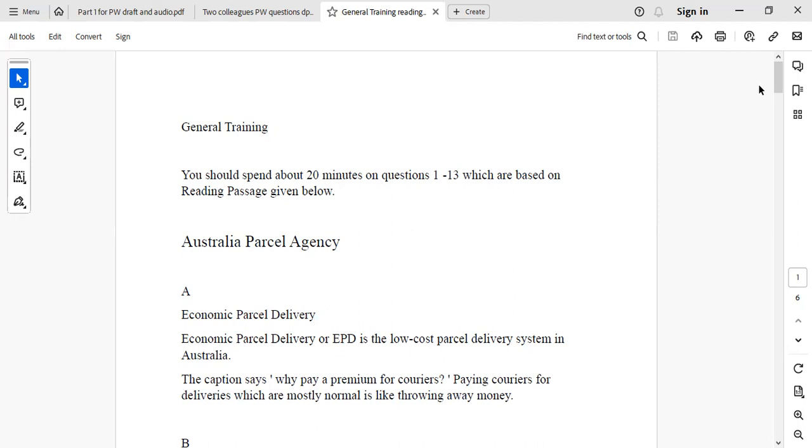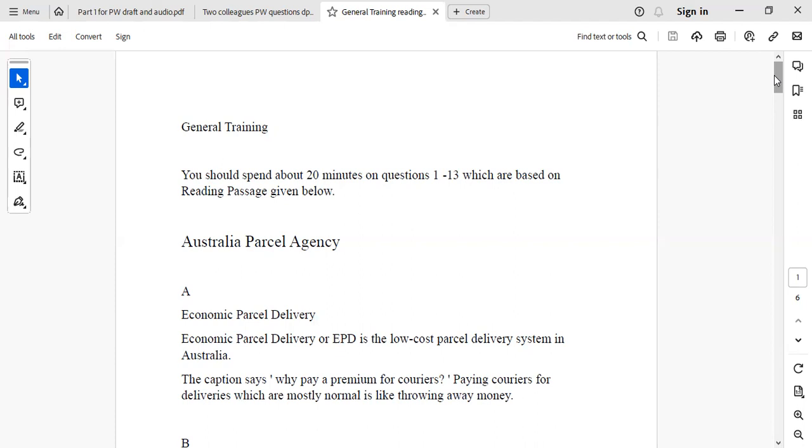All right, let's talk about passage number one. Please understand, passage number one for general training is going to be a very light version. Passage number one and passage number two are very light. However, passage number three has equal difficulty levels compared to the academic students. The question types remain the same.